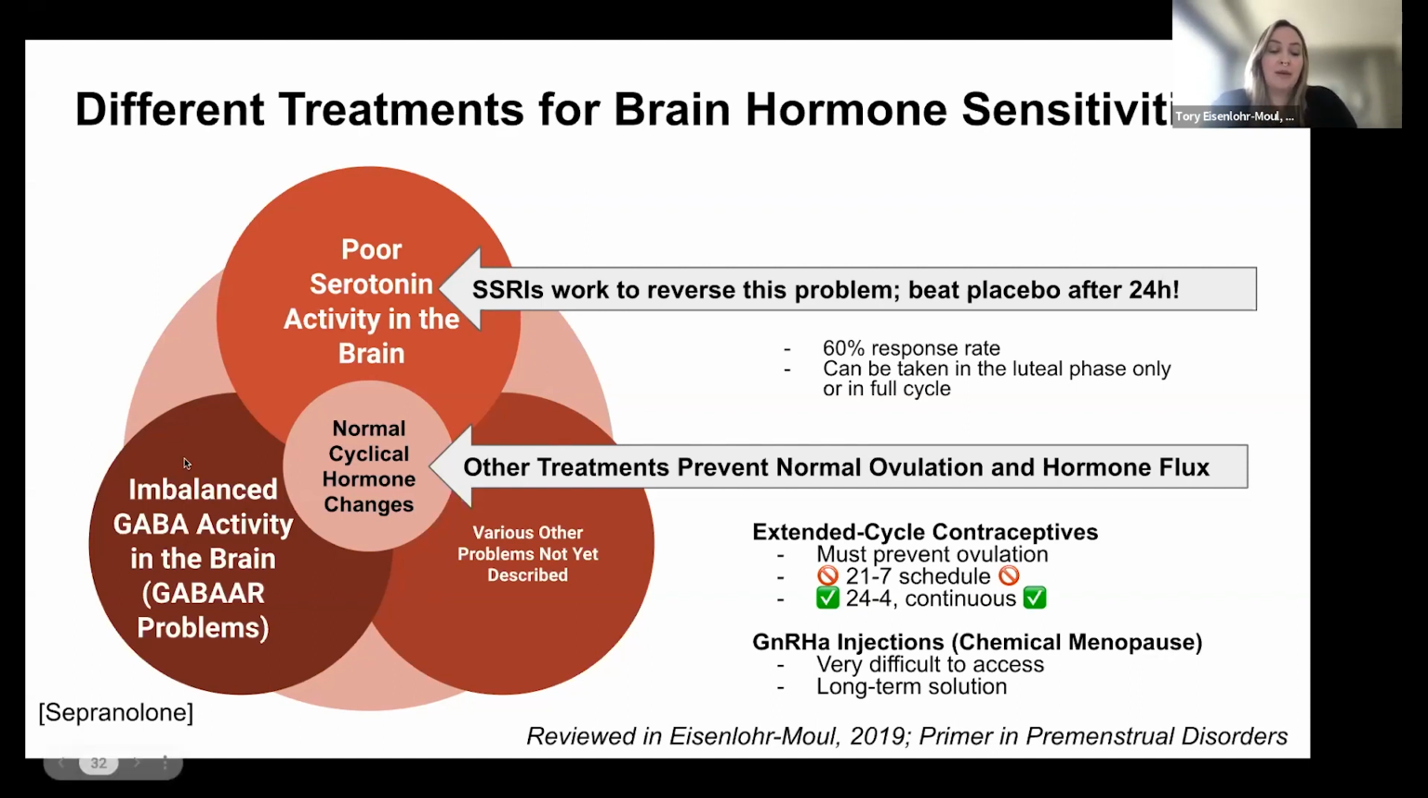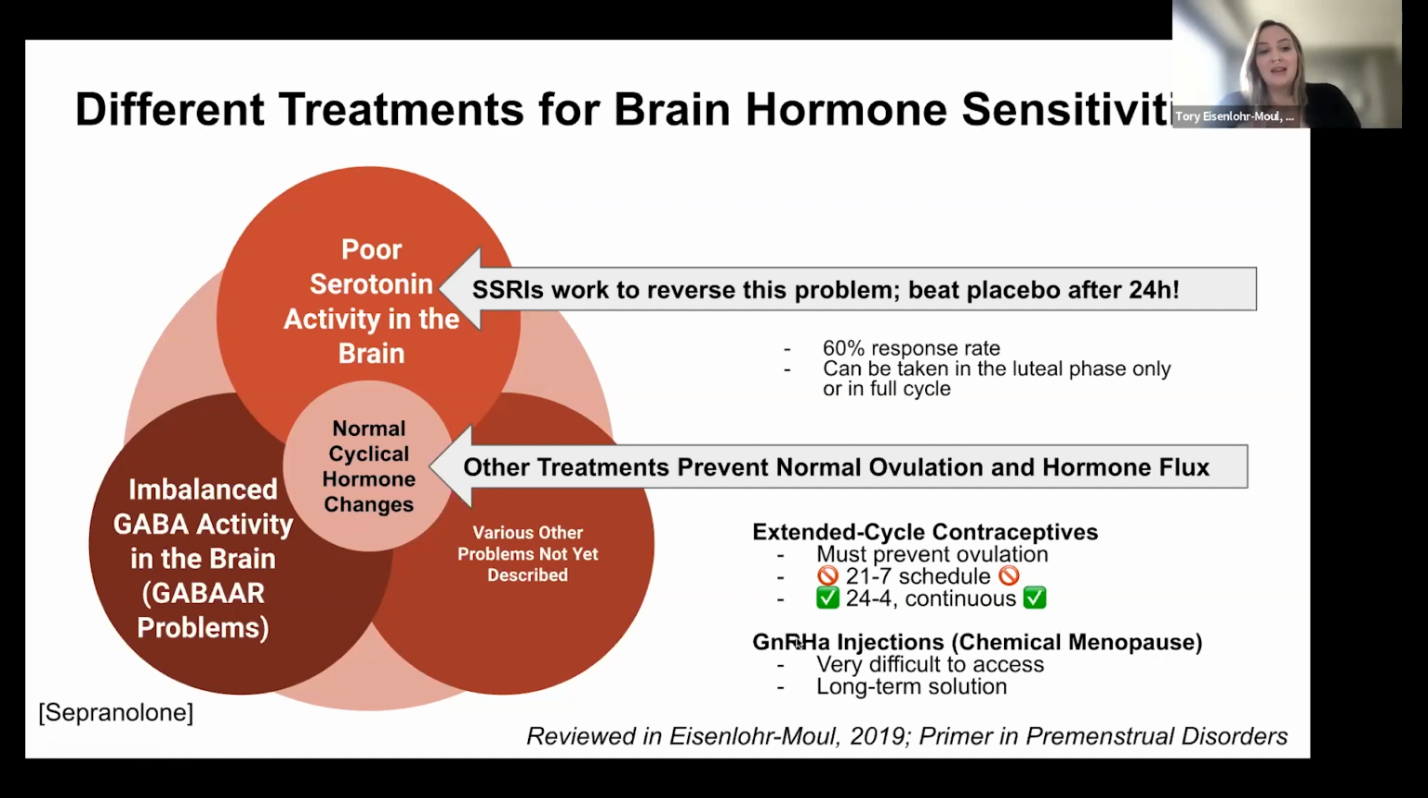Other treatments have been worked on recently that are trying to focus on this imbalanced GABA activity. Unfortunately, there have been a lot of problems. Sopranolone, for example, is a molecule that was being developed by Asarina Pharma. Unfortunately, they didn't meet their primary trial endpoints, which has shut down the research program. However, I'm still hoping that someone else will be able to come along and pick this up and target this. That is really an important treatment target that we still don't have a good medication for. I'm hoping we can develop one.